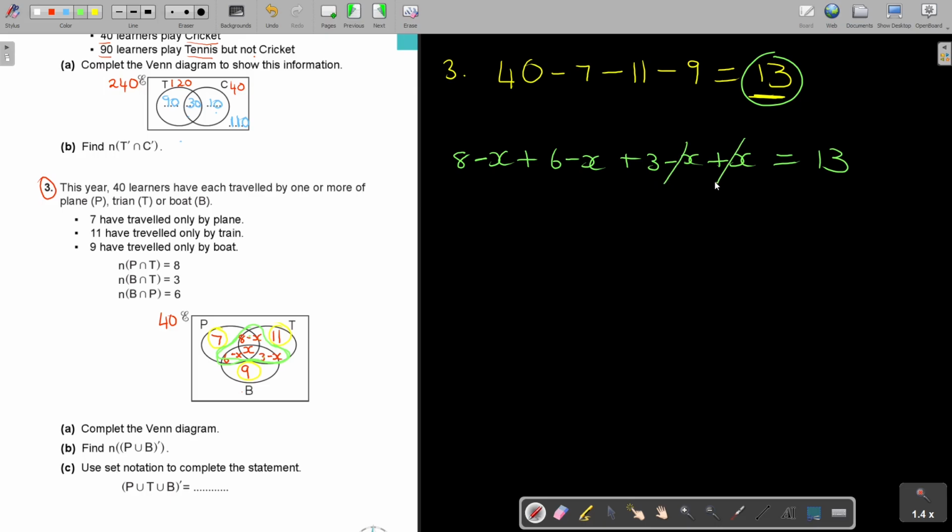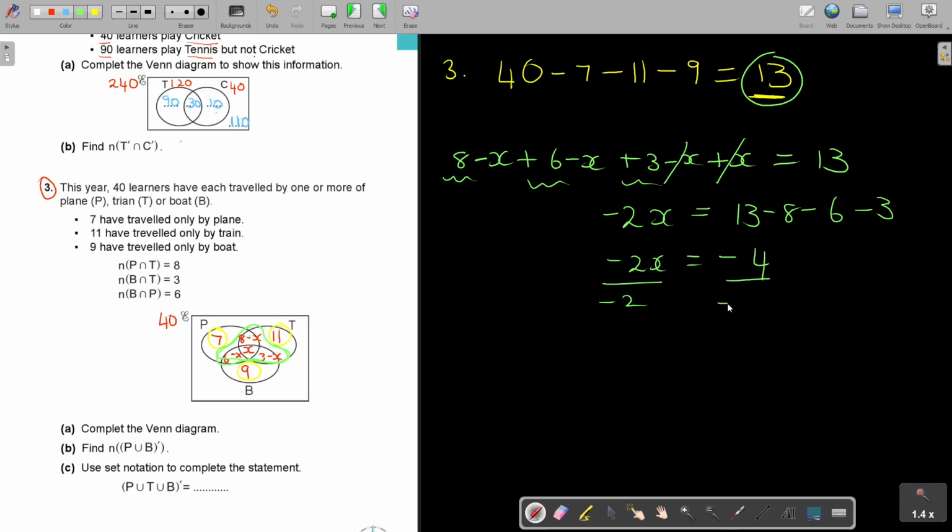Now nicely that cancels out. Do you see that? So I'm ending with negative 2x, and that is going to be equal to 13, and now I start subtracting. Subtract the 8, subtract the 6, subtract the 3. And that's going to be negative 2x is equal to negative 4. And then I divide by negative 2, I divide by negative 2, and the value of x will be 2. Okay, so complete the Venn diagram.